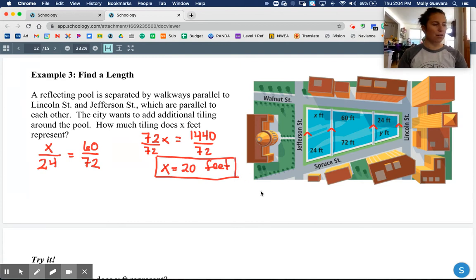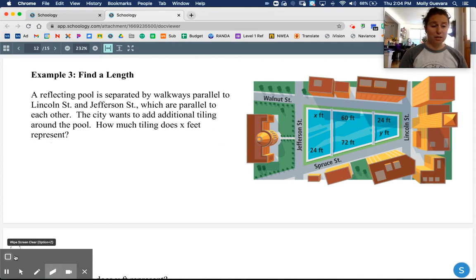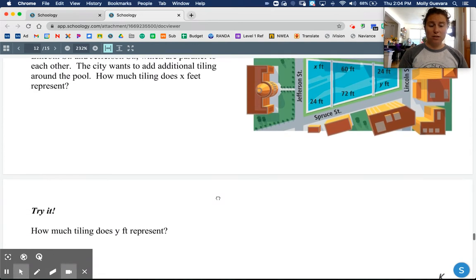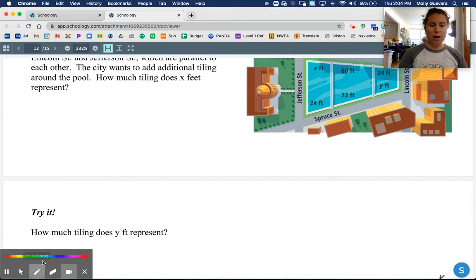You guys have a try it, and the try it just says, what does y represent? So you're going to use kind of the same idea. So let me clear this. So how much tiling does y represent? So go ahead, pause the video, and then hit play when you're ready to go over it.